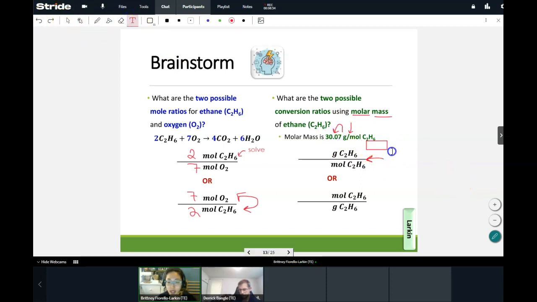Let's imagine we're solving for grams on top from moles on the bottom. What number should go next to grams? Take a look at the molar mass. Again, when we're talking about conversions, the number next to grams should not come from the problem. It should come from the molar mass, something that's standardized and always true.